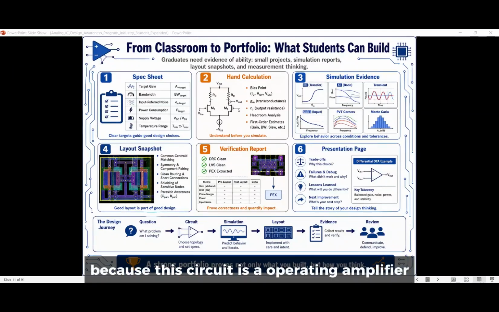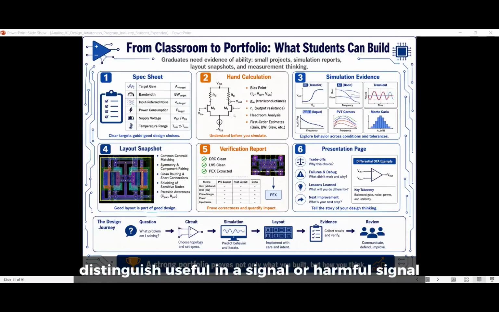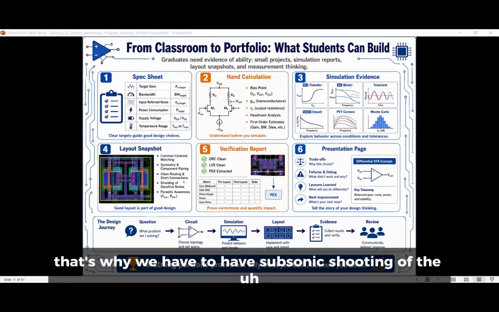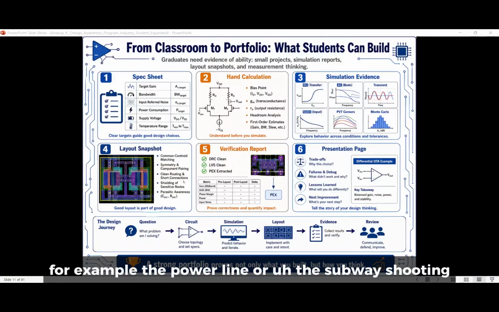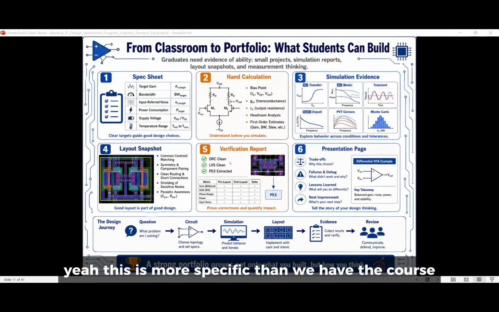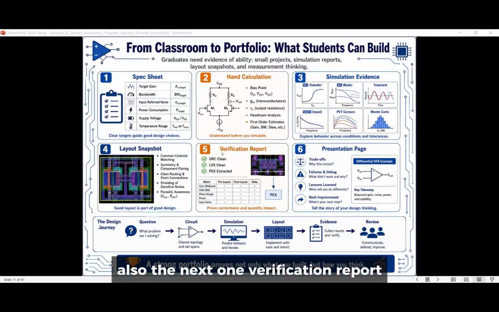Because this circuit is an operational amplifier, the input here actually receives lots of harmonics from other blocks. So the circuit itself cannot distinguish useful signal from harmful signal. So it amplifies all the signals it can receive. So that's why we have to have sufficient shielding of, for example, the power line or the substrate. This is more specific, and we will cover it in the course later. Also, the next one is the verification report. So this is for the layout engineer.